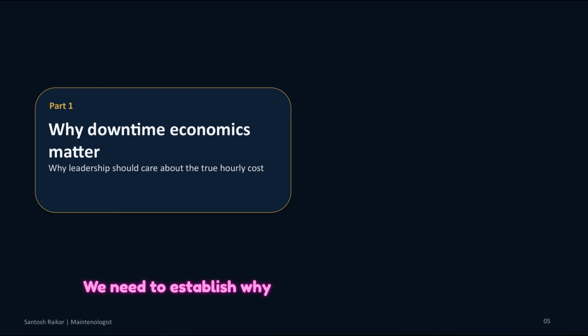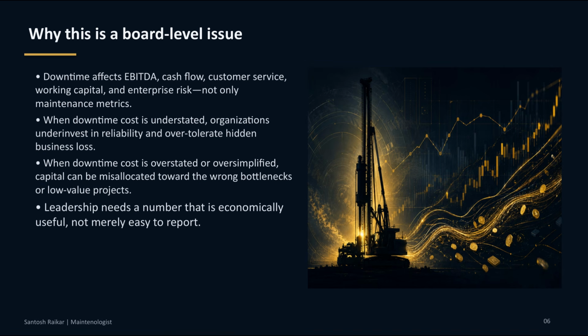We need to establish why this is a strategic conversation for leadership, not just a technical one for the maintenance department. Downtime is a board-level issue because it directly impacts EBITDA and cash flow. When we understate the cost, we accidentally signal to the board that it's okay to tolerate reliability risks. Conversely, if we oversimplify, we might waste capital on the wrong projects. Leadership needs a number that is economically useful for making tough business calls.